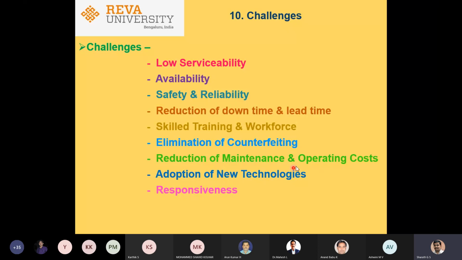And some of the challenges are the adoption of new technologies. There would be some kind of resistance from employees to adopt new technologies when they are introduced into service. So we have to make them aware and make them understand the benefits of new technologies. And when we have all this, the responsiveness will definitely increase.